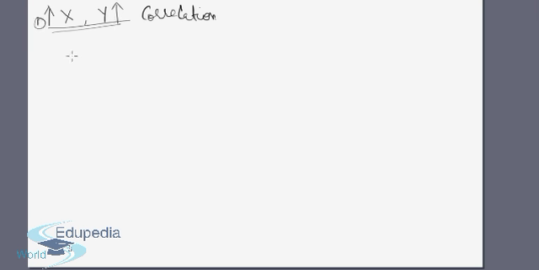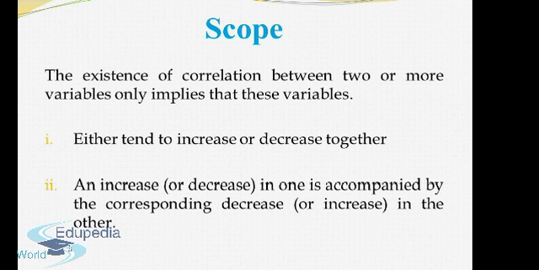This is one case. And the other is that an increase in the value of x may lead to a decrease in the value of y. So either they move in the same direction or in the opposite direction. An increase in one is accompanied by the corresponding decrease in the other.